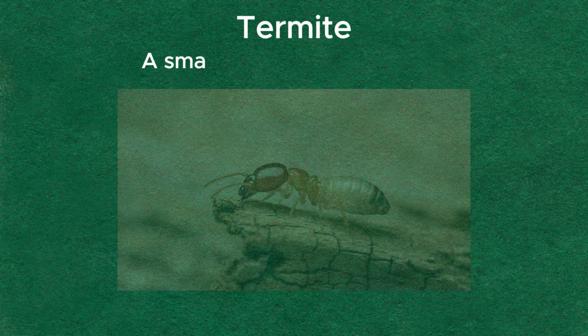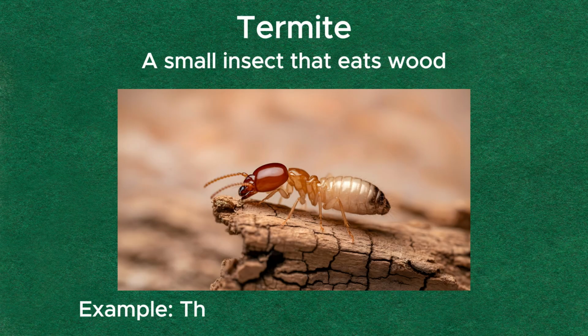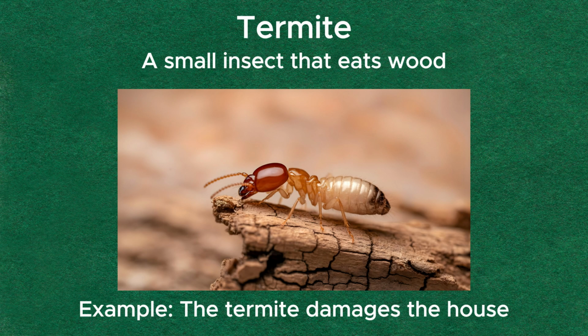Termite. Termite. A small insect that eats wood. Example, the termite damages the house.